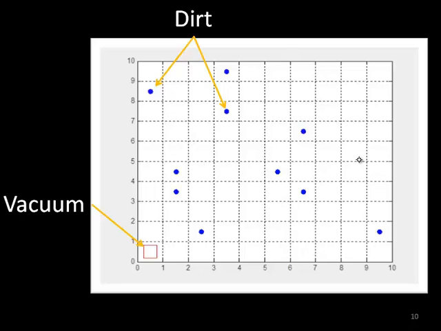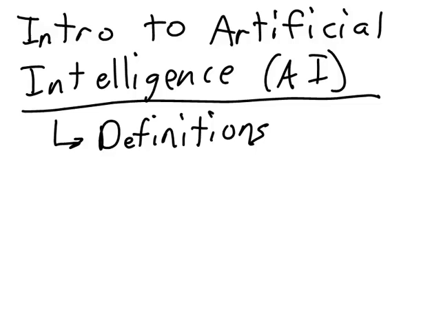This restriction defines our problem, and we can now start to think about what kinds of artificial intelligence we could use to design the agent function to get the vacuum to move around the world and suck up the dirt.